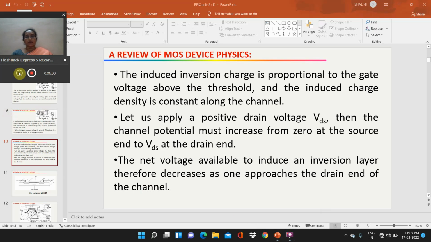Let us apply a positive drain voltage. Then the channel potential must increase from 0 at the source to VDS at the drain end. The net voltage available to induce an inversion layer therefore decreases as one approaches the drain end of the channel.